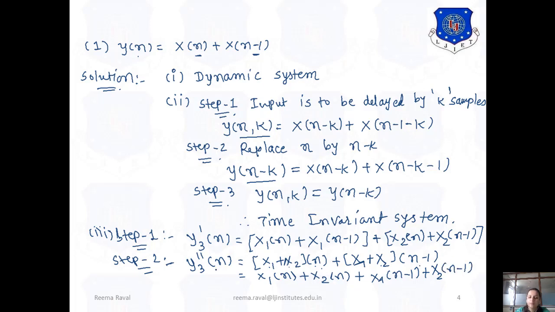Okay, now we need to compare this with the equation of step 1, that is y3 dash of n. So as you can see, this is the same, x1 of n plus x2 of n plus x1 of n minus 1 plus x2 of n minus 1. Both are same. So the step 3 is what? Here y3 dash of n equals y3 double dash of n. So here we can say the system is a linear system, right?